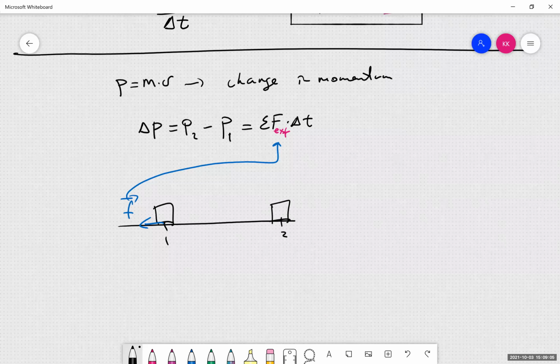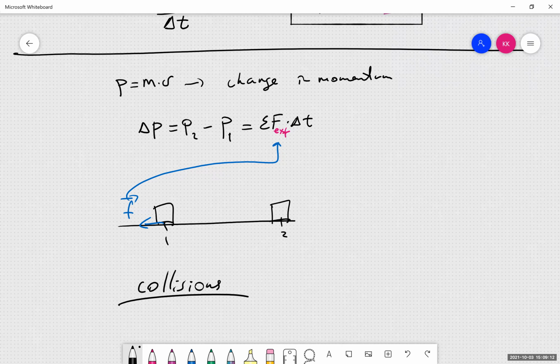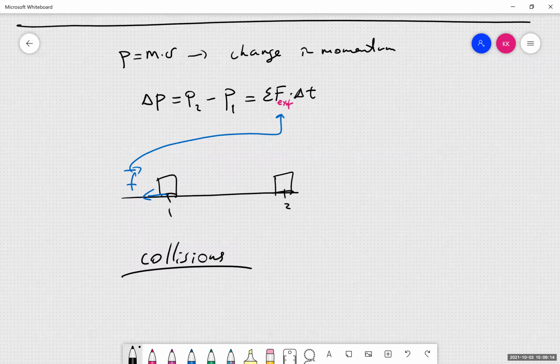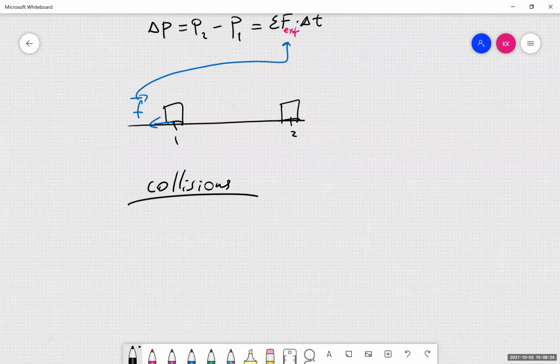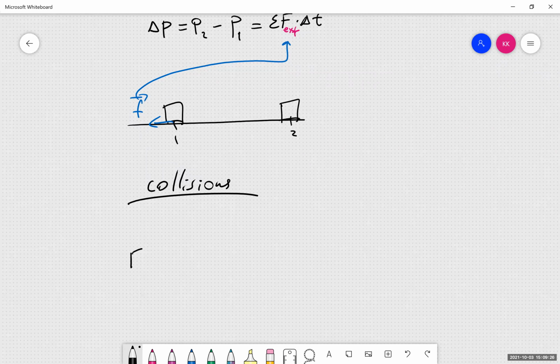All right, hopefully we're clear on that. Now, to understand collisions, we can look at a system of particles, not just one object. In order to have a collision, there have to be two objects, or three objects colliding. So let's talk about two objects colliding, object 1 and object 2. Generally, we can think of them as being on a smooth frictionless surface. Let's ignore friction for now.